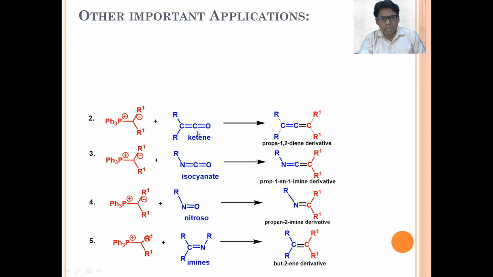Other reagents are ketene or isocyanate or nitroso or imines. All these reagents react with ylides giving different derivatives, simply this carbonyl getting replaced with this R group. So you can see different products giving you propa-1,2-diene derivative or propane-1-imine derivative, propane-2-imine derivative and but-2-yne derivative.